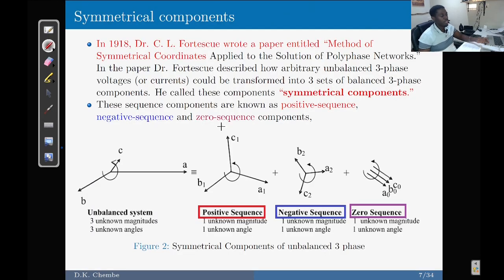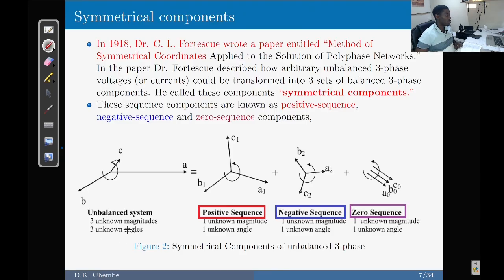Now, we have Dr. Fortescue, who did a tremendous job in studying the faults in a three-phase system, where he developed the method of symmetrical coordinates. According to his theory, if we have an unbalanced system, from this system we have 3 unknown magnitudes, 3 unknown angles.